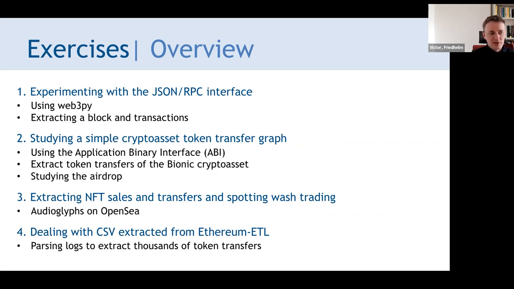So in the first instance, we'll be experimenting with the JSON RPC interface of a node. And we'll be showing you how to extract blocks and transactions there in a live fashion. And then in the second exercise, we'll be studying a simple cryptoasset token transfer graph. Looking at one network that I'm quite familiar with that contains an airdrop, and we'll be studying that. And in the third exercise, we'll be looking at NFT sales and spot some wash trading on OpenSea.